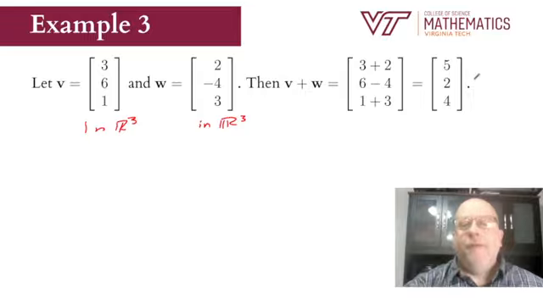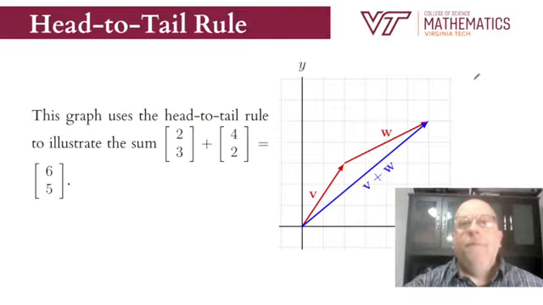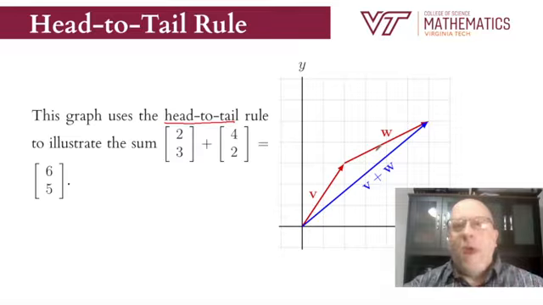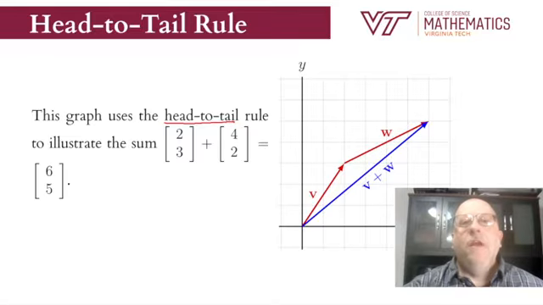Let's try another example here. In this example, we're going to add the 2 vectors 2, 3, and 4, 2, but we're going to use something called the head-to-tail rule. This is a visual way of adding the 2 vectors together.